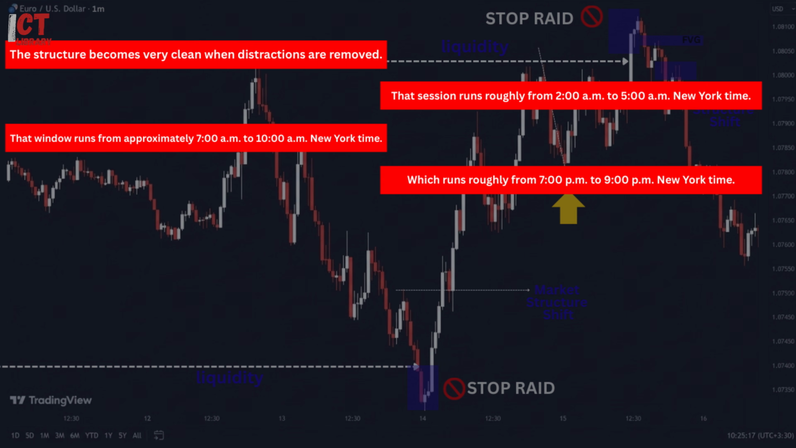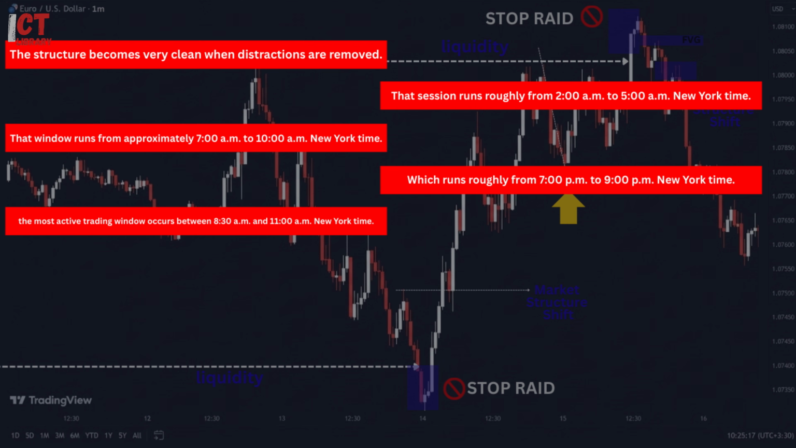Additionally, watch for highs or lows forming just before the equities open at 9:30 a.m. That time often creates important intraday turning points. Generally speaking, the most active trading window occurs between 8:30 a.m. and 11 a.m. New York time. Sometimes the move extends toward noon. Personally, I avoid opening trades after noon New York time.